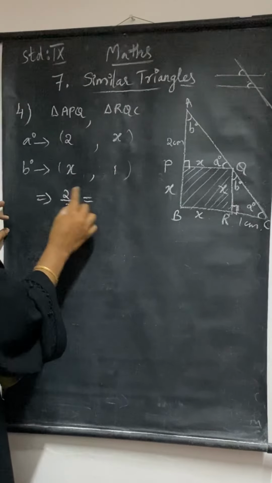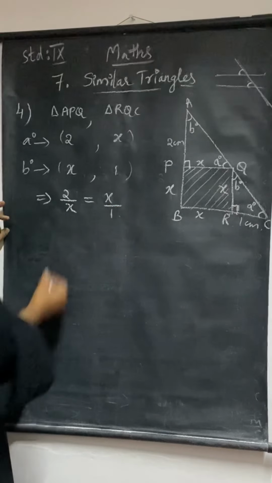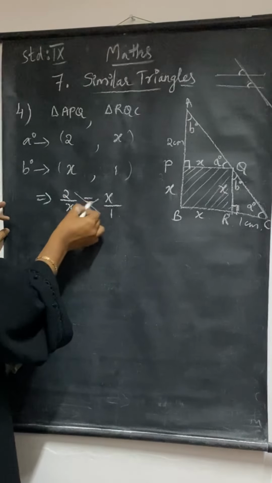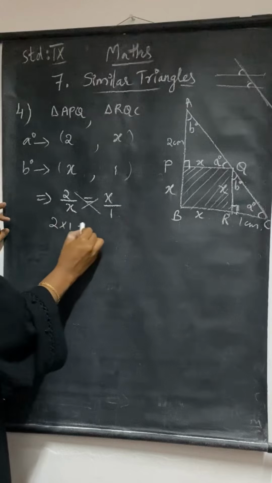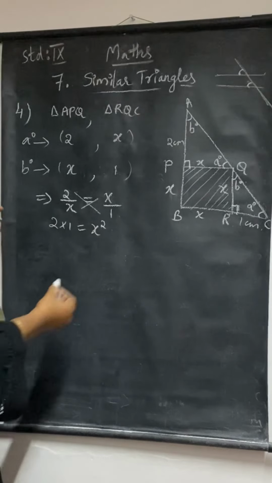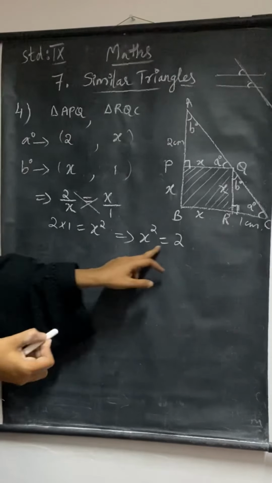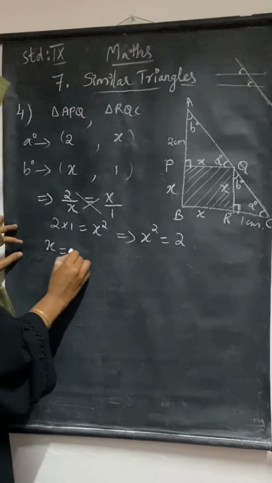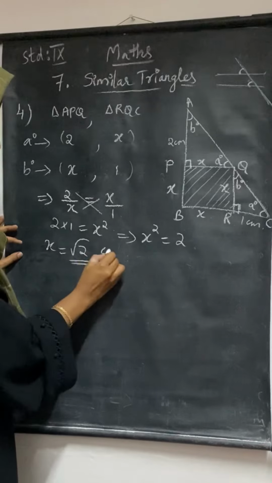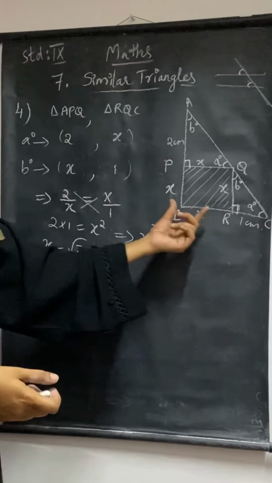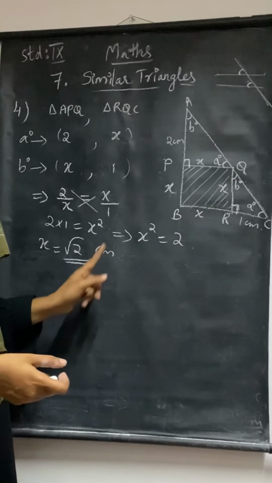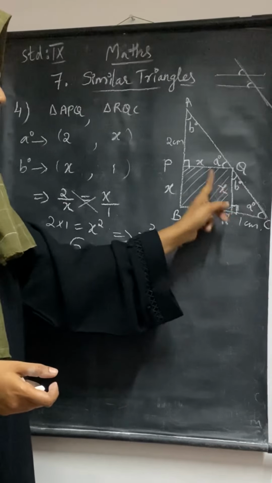2 by x is equal to x by 1, so that you can cross multiply. 2 into 1 is equal to x square. X into x will be x square, so x square is equal to 2. So now x is what? Square root of 2. So the square's one side is square root of 2 centimeters.